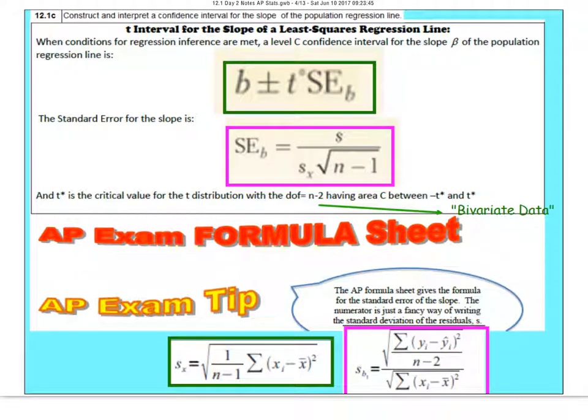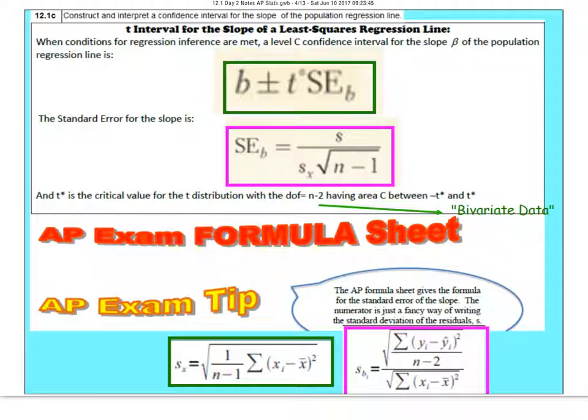In 12.1c, let's construct and interpret a confidence interval for the slope of a population regression line. For the slope, we're actually going to use a t interval, as we would use the t statistic for any type of quantitative data, keep that in mind. It's for the slope of the least squares regression line, once the conditions are met, remember the linear conditions, and we've defined our confidence level to use for our interval.